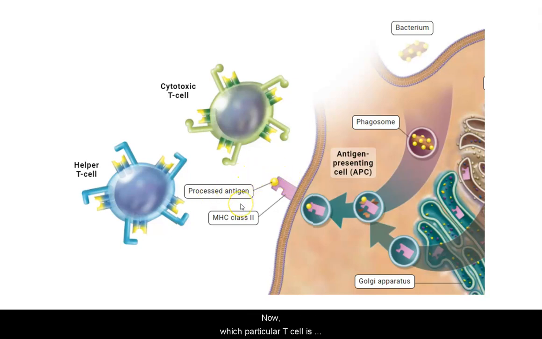Now, which particular T cell is going to interact with this processed antigen? Remember, it's only the CD4s that can interact with antigens that have been put on MHC class II molecules. So it's going to be our helper T cell that comes in here to recognize this antigen.